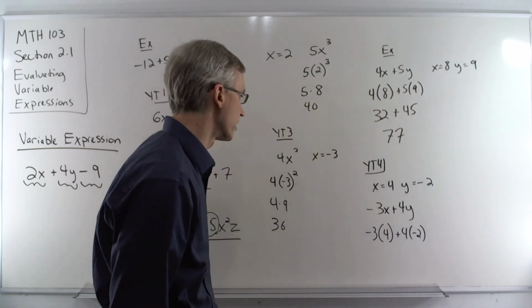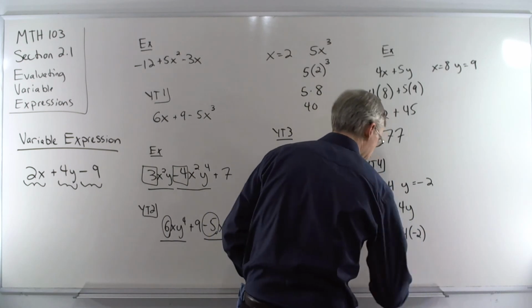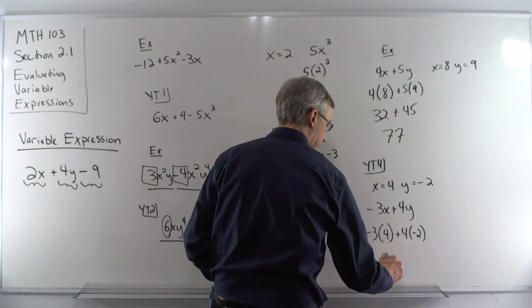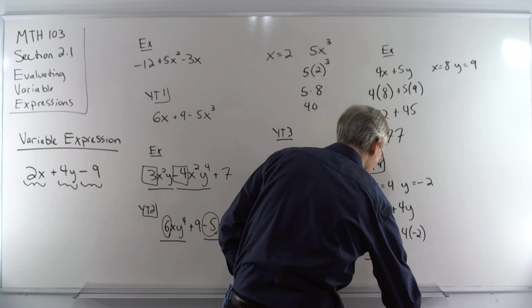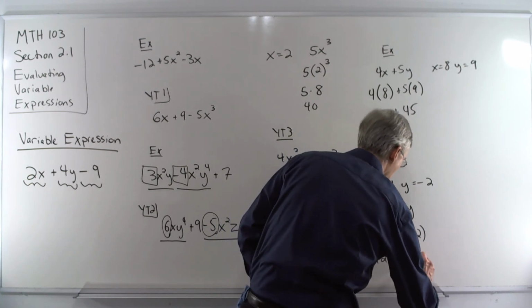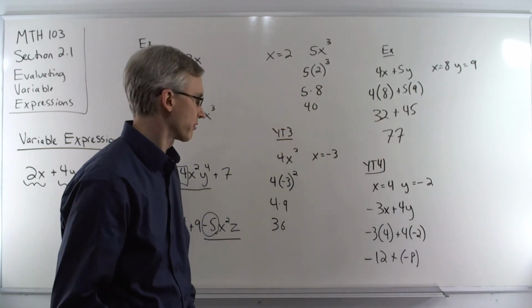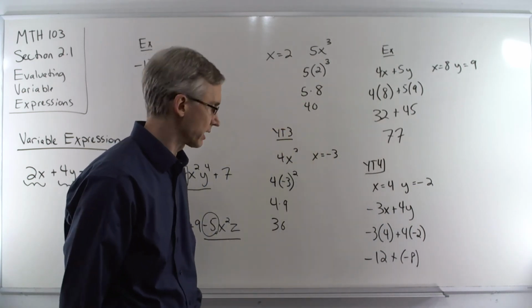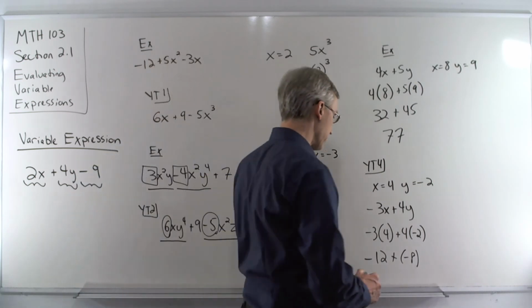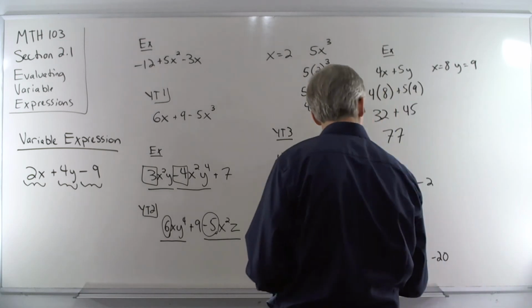So plugging those values in, 4 for x, -2 for y. Multiplying out first, order of operations, we're going to multiply first. Multiplying those out, we get -12 on the left, -8 on the right. And the last thing we're going to do is add those two things together to get -20.